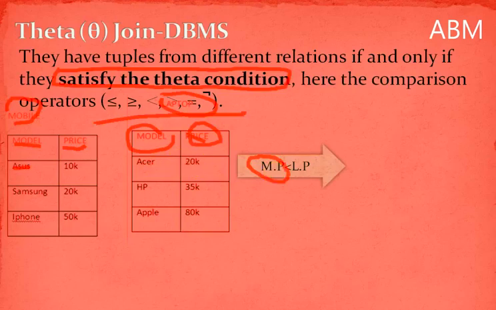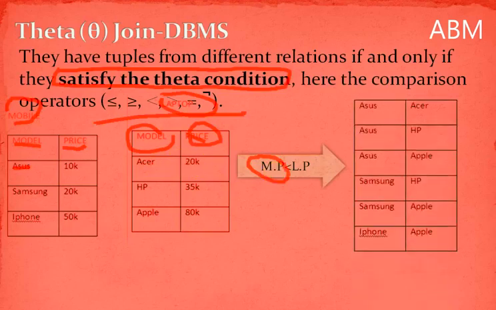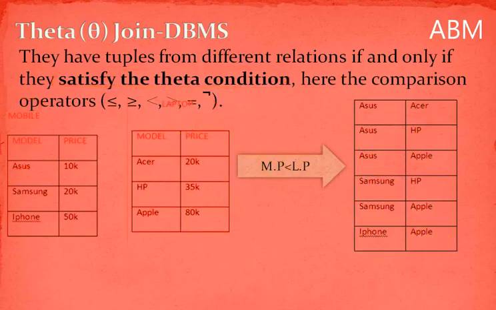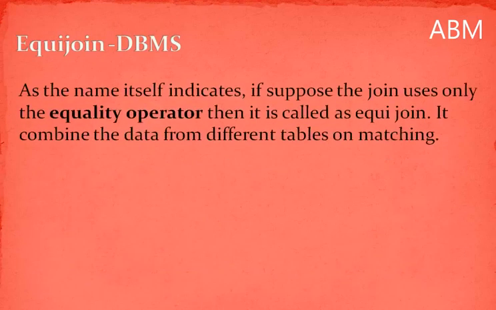Okay, so you can see after showing the result of the theta join, all these results are populated from both tables where the prices of the mobile are lower than the laptop prices. The second one is the equijoin. Equijoin gets the data from both of the tables using the equality operator. It shows all the data.